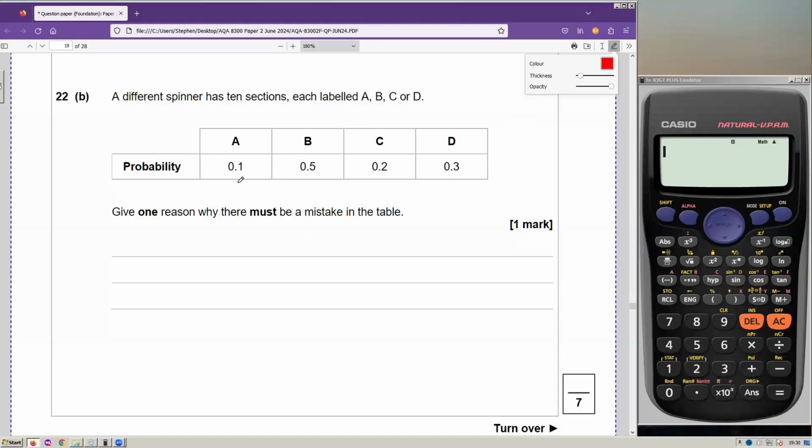of them. If we add them, 0.1, 0.5, 0.2, and 0.3, that should be all of it. So 3, 4, 5, and 5 is 10, and 1 is 1.1. Well, it's 1.1. 1.9.